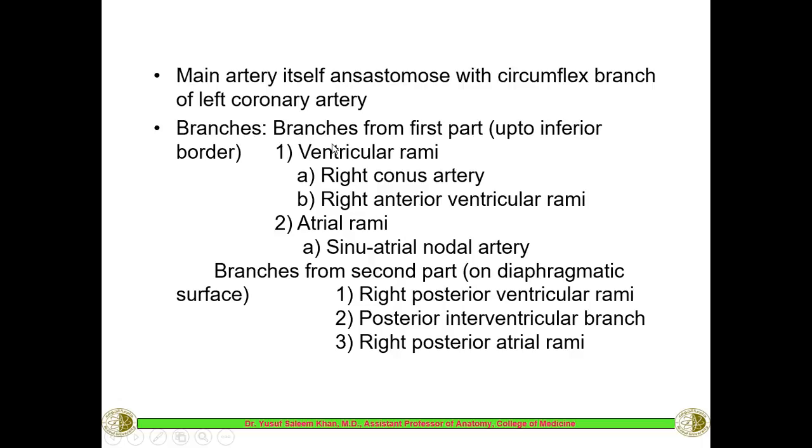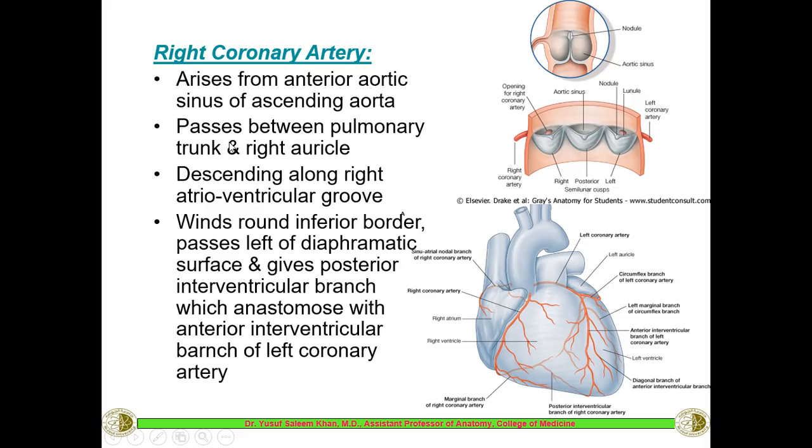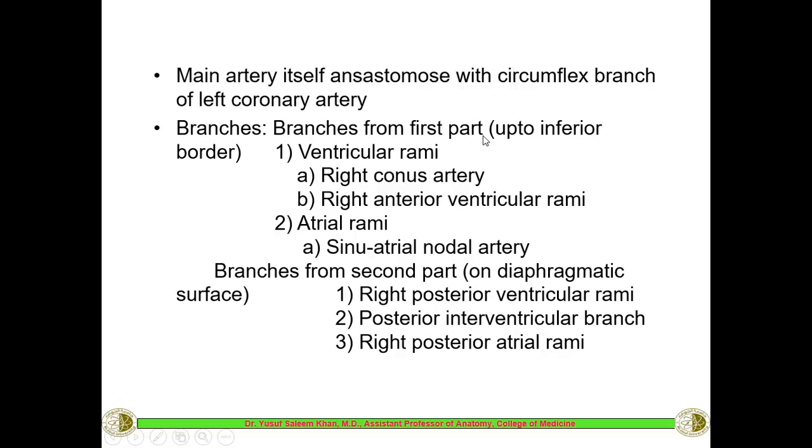What are the branches of this right coronary artery? We have already seen one of the branches, that is the posterior interventricular branch. Along with that, there are other branches. The branches from the beginning up to the inferior border will be called the first part, and the remaining will be called the second part. So the first part will be giving some branches.